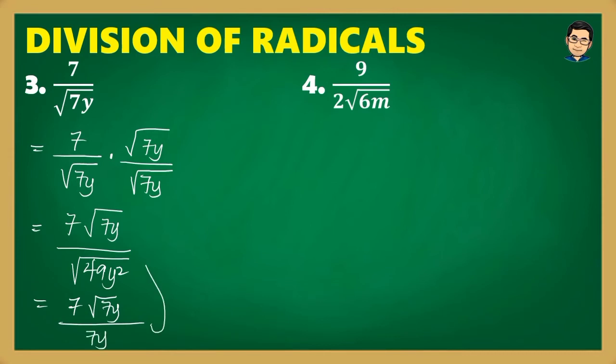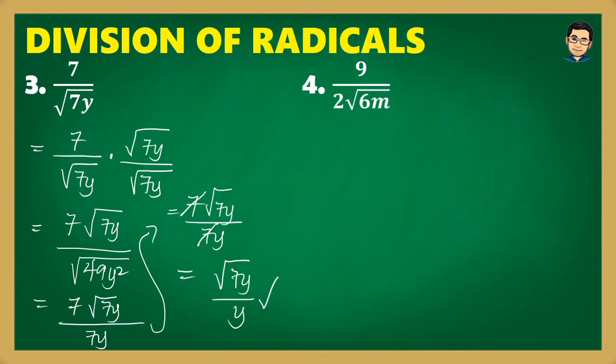So, simplify lang natin. 7 square root of y, 7y, over 7y. So, pwede natin simplify. So, yung 7, ka-cancel out natin. So, 7 sa numerator, tsaka denominator. So, our final answer will be square root of 7y over y.